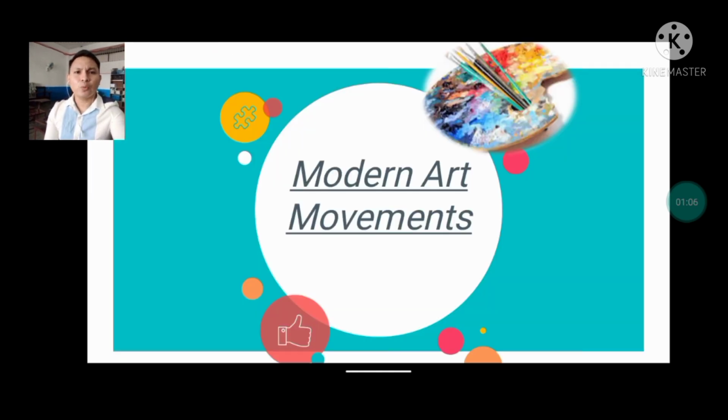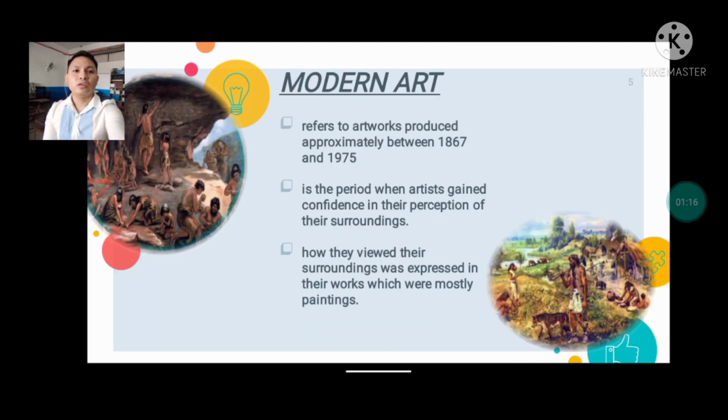But for this day, we are going to discuss about the modern arts movement. Ano nga ba yung ibang uri ng mga movements nung sinaunang panahon? So first, we're going to identify or to give meaning the definition of modern art. So modern art, it refers to the artworks produced approximately between 1867 and 1965.